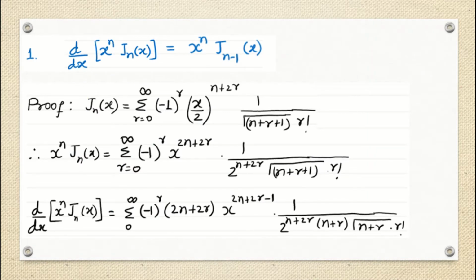So we know what my J n x is, right? Actually we have to memorize this J n x. This is nothing but my Bessel function. It is also called a special function, and we know that J n x is the sum from r equal to 0 to infinity, that means the summation starts from 0 to infinity, of minus 1 to the power r, x by 2 to the power n plus 2r, into 1 by gamma n plus r plus 1 into factorial r.